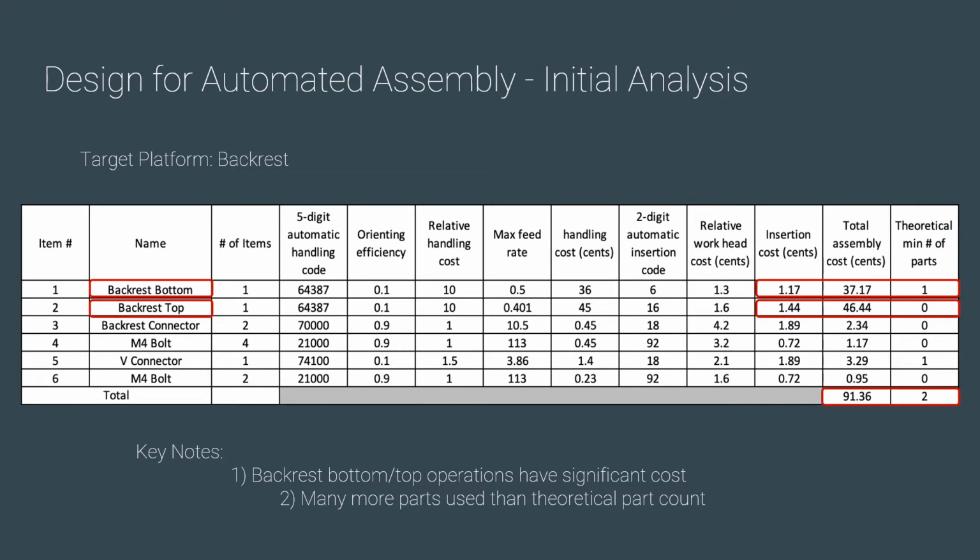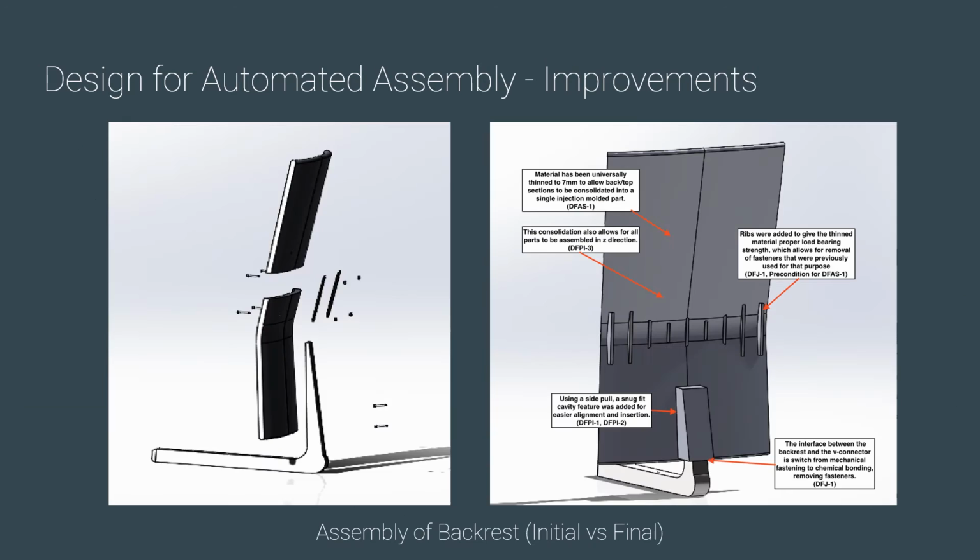For automated assembly improvements, the backrest was chosen as the target platform. Following the handling cost and insertion cost analysis, we can see that the backrest bottom and top operations have significant cost, and many more parts are being used than the theoretical part count, driving costs higher.